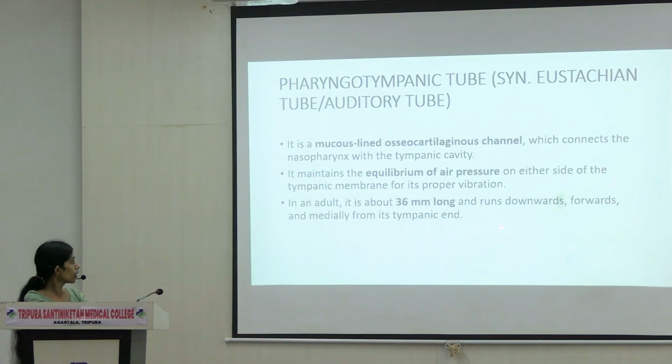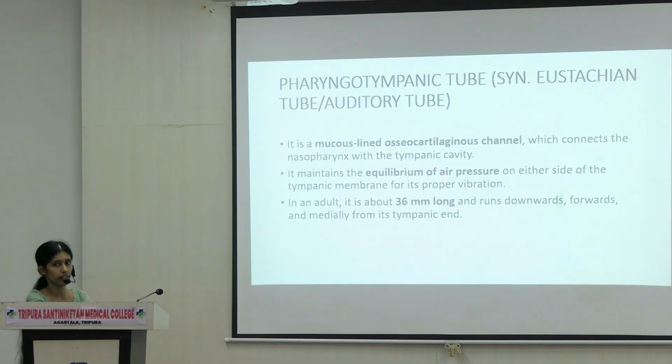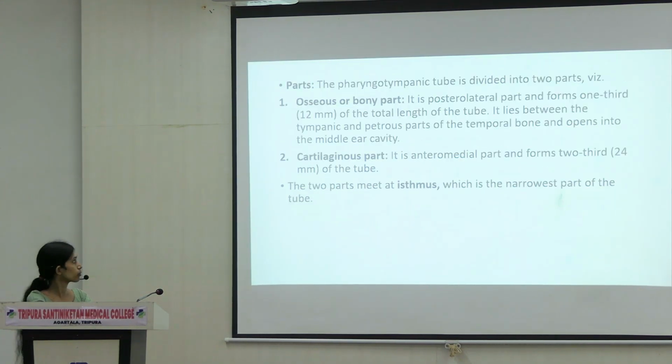Your auditory tube is also called the pharyngotympanic tube. It is a mucus-lined osteocartilaginous channel which connects the nasopharynx with the tympanic cavity, that is your middle ear cavity. It maintains the equilibrium of air pressure on either side of the tympanic membrane for its proper vibration. In an adult, it is about 36 mm long, that is around 4 cm, and it runs downwards, forwards and medially from its tympanic end.